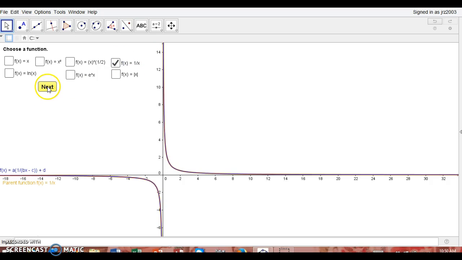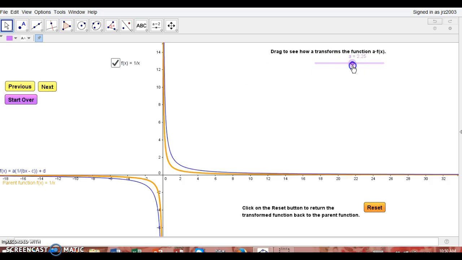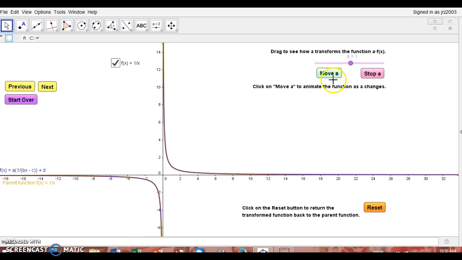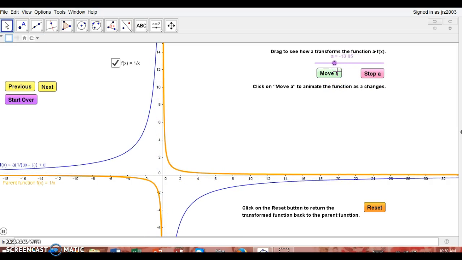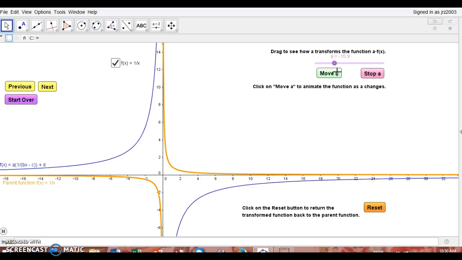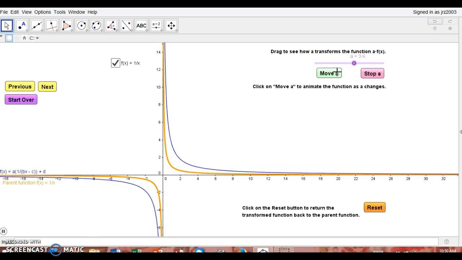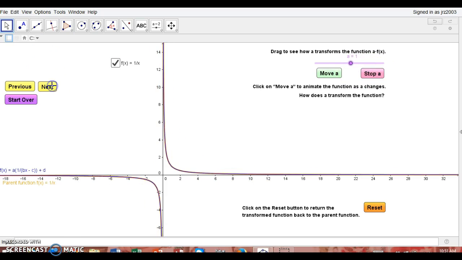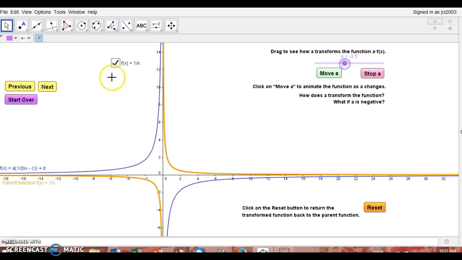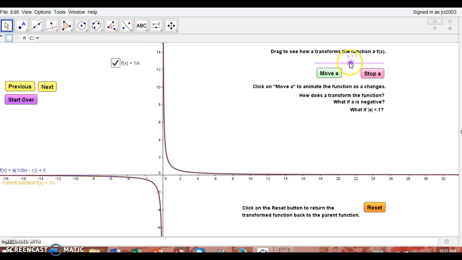Okay, and then we look at 1 over x. You can slide a. Can move a. I like watching this one. And then talk about how a transforms the function. What if a is negative? What if the absolute value of a is less than 1?